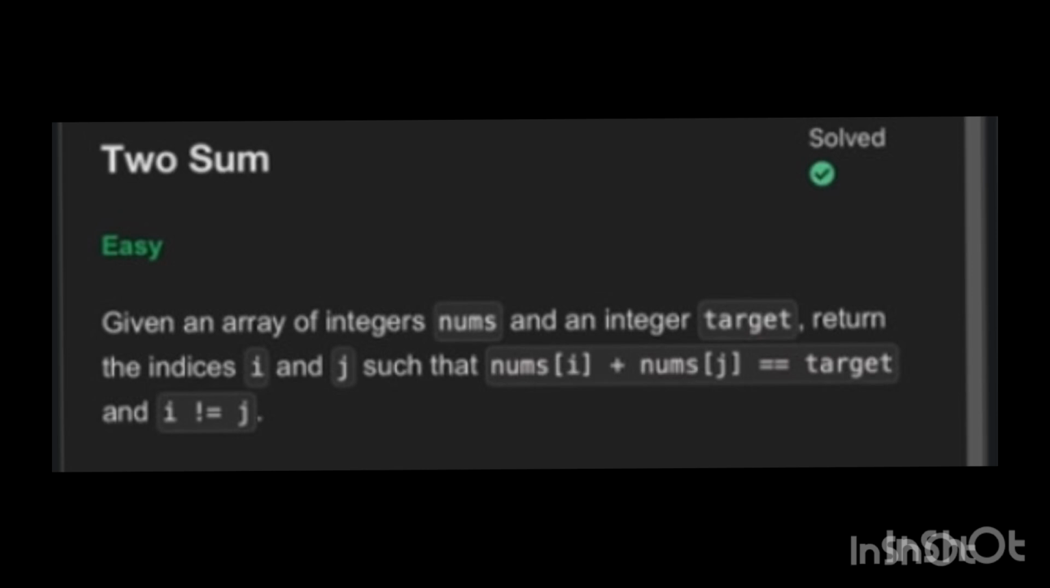Basically, I already explained two sum, but the actual problem itself is: given an array of integers nums and an integer target, return the indices i and j such that nums[i] plus nums[j] equals the target, and i does not equal j. I don't know if you got confused, but I did when I read that. So I'll explain it later in the video.